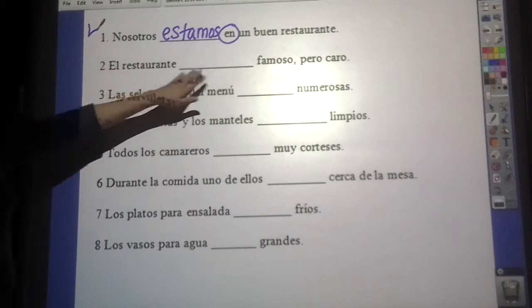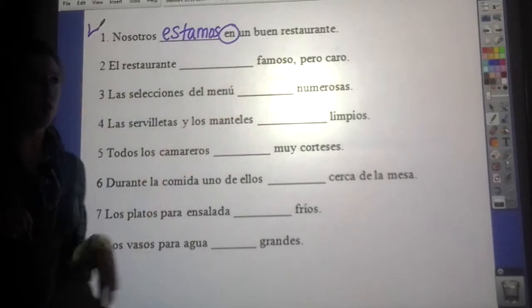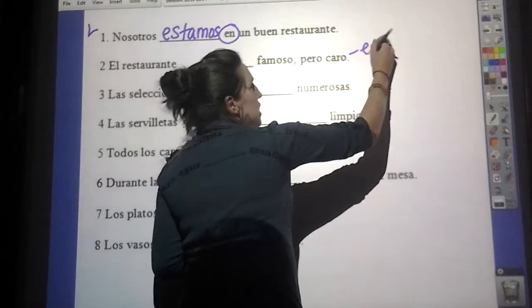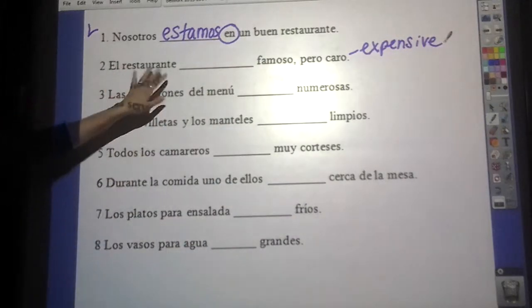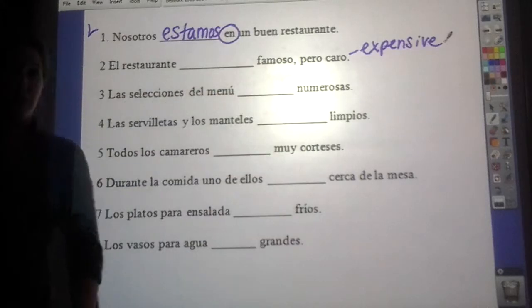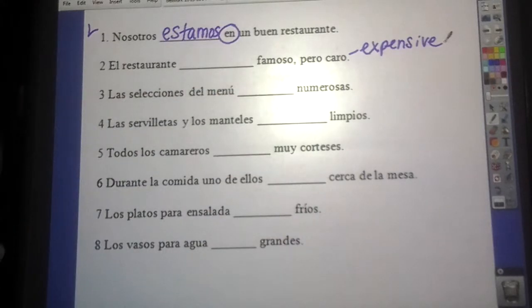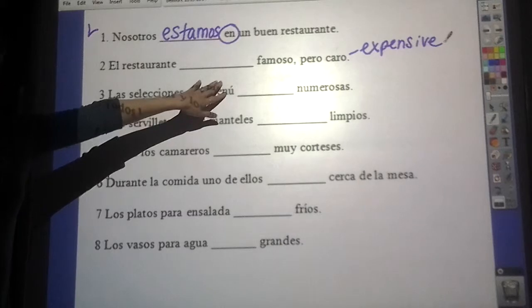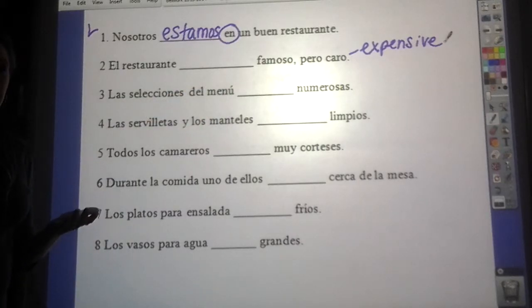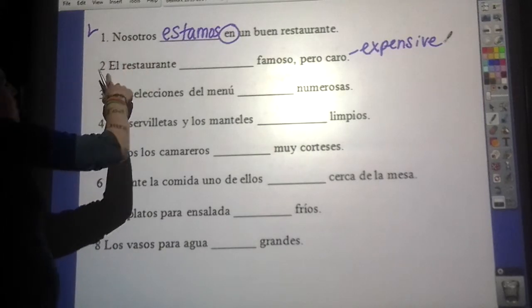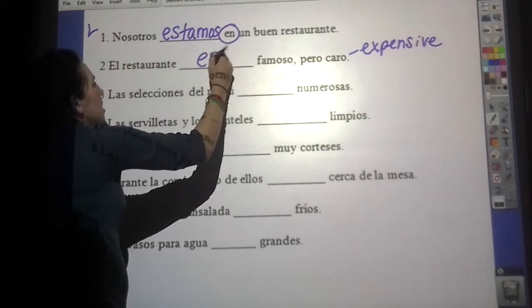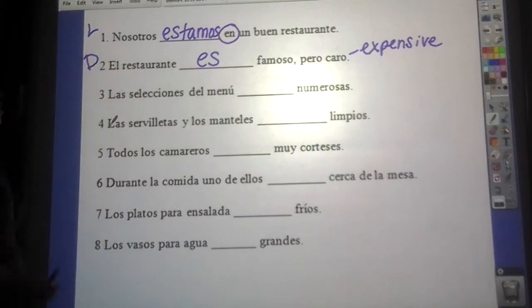Dos, el restaurante blank famoso pero caro. Caro quiere decir expensive. So, the restaurant is famous but expensive. So what are we talking about? Are we talking about a changeable condition or a general characteristic of the restaurant? In this case, this is a general characteristic. Being famous doesn't really change overnight. Well, for some rappers it does, but whatever. So we get to el restaurante es famoso, and that would be a description.